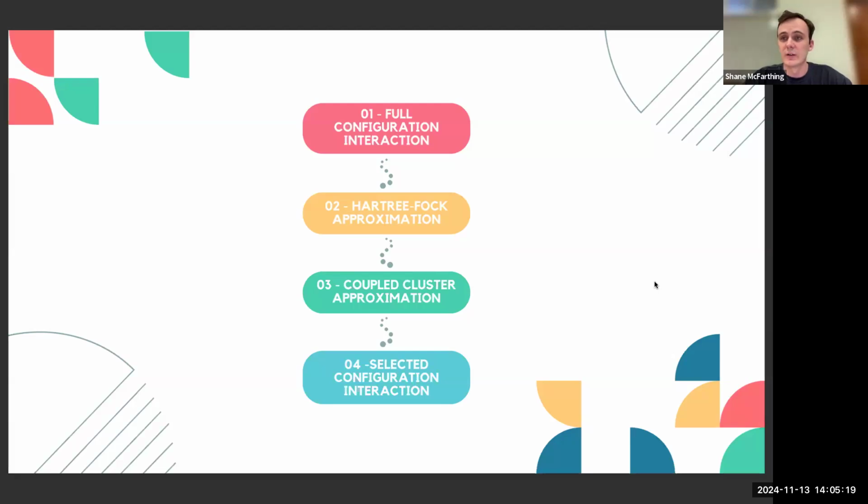After that, we take a look at another really well-known approximation, a bit of a higher level theory that gives better solutions than Hartree-Fock, which is the coupled cluster approximation. And then lastly, we go into selected configuration interaction, which is a variation of the full CI method that also tries to reduce some of the computational cost. In each of these sections, we're going to introduce the method, explain how it works at a bit of a surface level, and then give some examples of how you can create Python scripts that would allow you to run these methods for specific chemical systems.